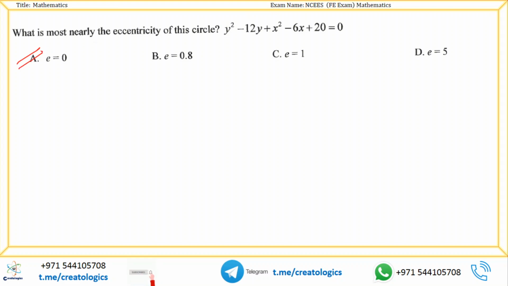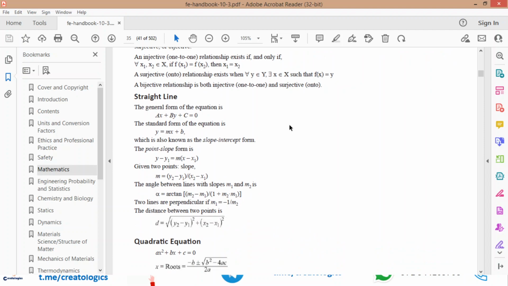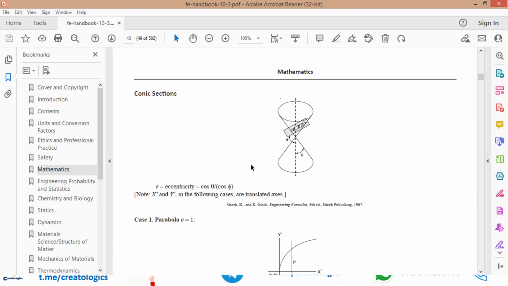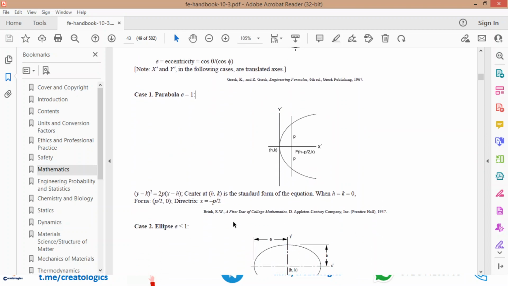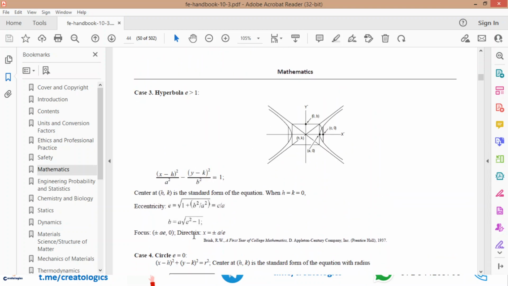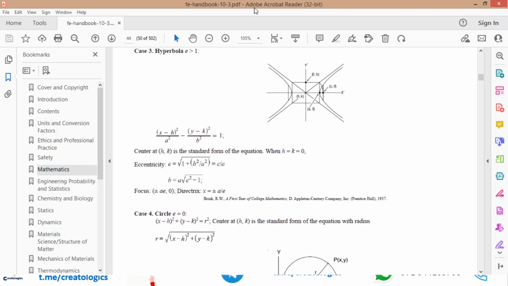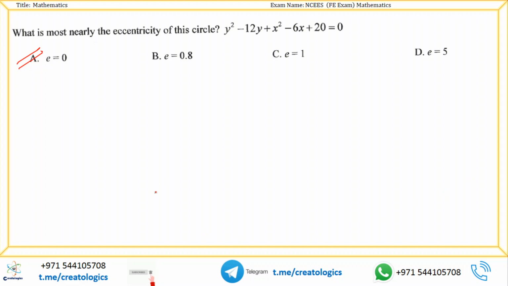If you check your handbook, it also gives you this under the conic section. Yes, here check out the conic section. Here it says eccentricity of a parabola is equal to 1. Then eccentricity of an ellipse is always less than 1 and greater than 0, because it's a ratio of side lengths. And the eccentricity of a hyperbola is greater than 1, and the eccentricity of the circle is always 0. So this answer is also available in your handbook directly, right? So by using this handbook also you can answer this question. Okay, then let's move to the next question.